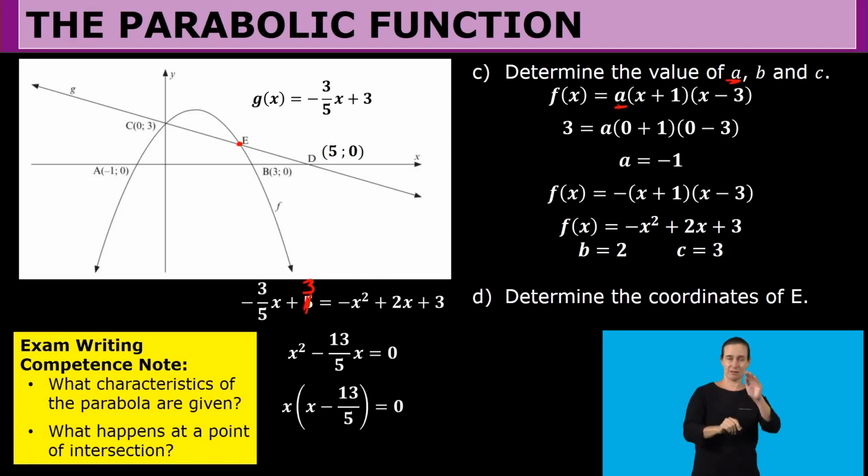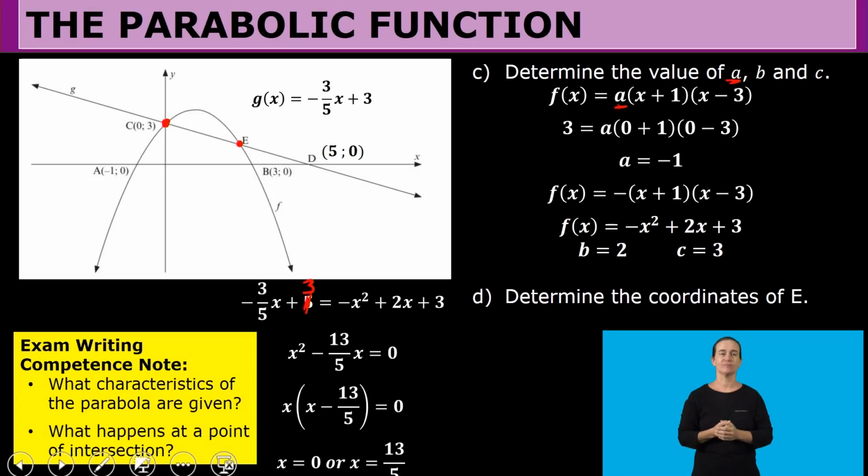That is going to give us x open bracket x minus 13 over 5 close bracket, and of course we are going to get the two x values: x is equal to 0 or x is equal to 13 over 5. And of course you did have to get two values there, because when we look at our graph, it does intersect at two values. At that point there, on the y-axis where x is equal to 0, and the other point there, which is point E, where the other x value will be 13 over 5. So we know that at E, the x value is 13 over 5.